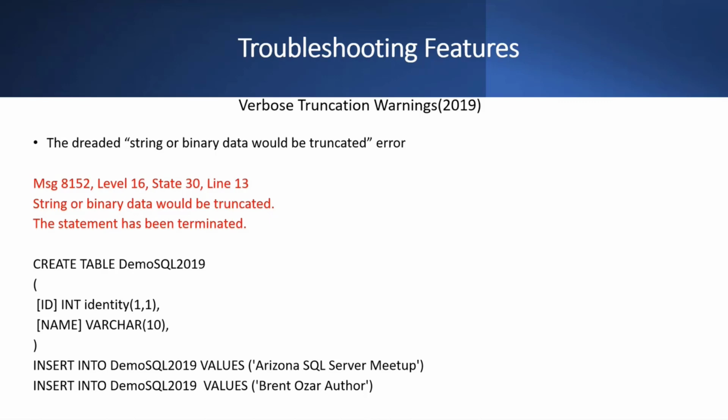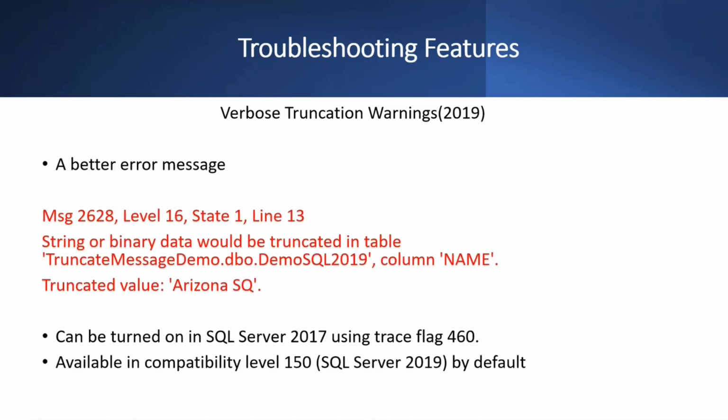Well, in SQL Server 2019, you get a much better error message. The error message will tell you right down to the column name that had the problem, as well as what value it truncated. This is fantastic. It saves you so much time in troubleshooting data issues. What happened to my data? Why didn't it insert like it was supposed to? So this can be turned on in SQL Server 2017. You have a trace flag there on the slide, 460. This is on by default as long as your database is in compatibility level 150, which is SQL Server 2019.